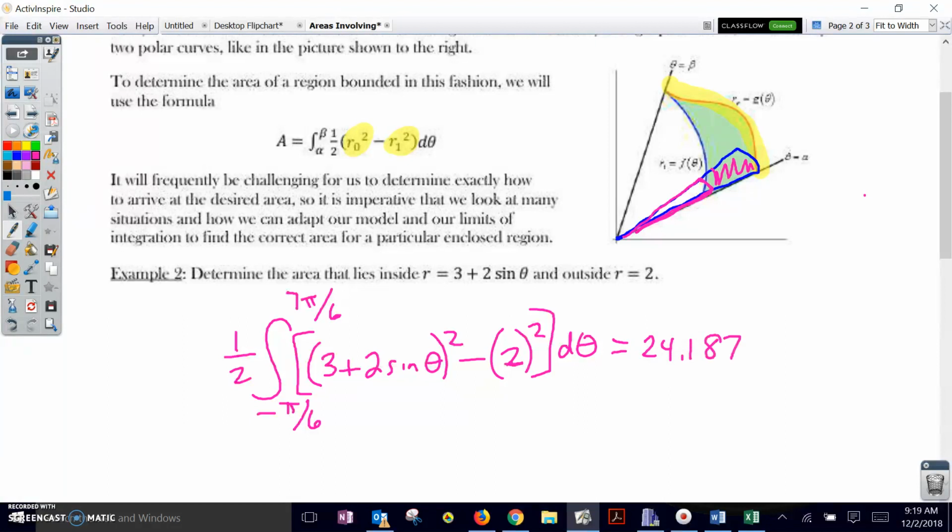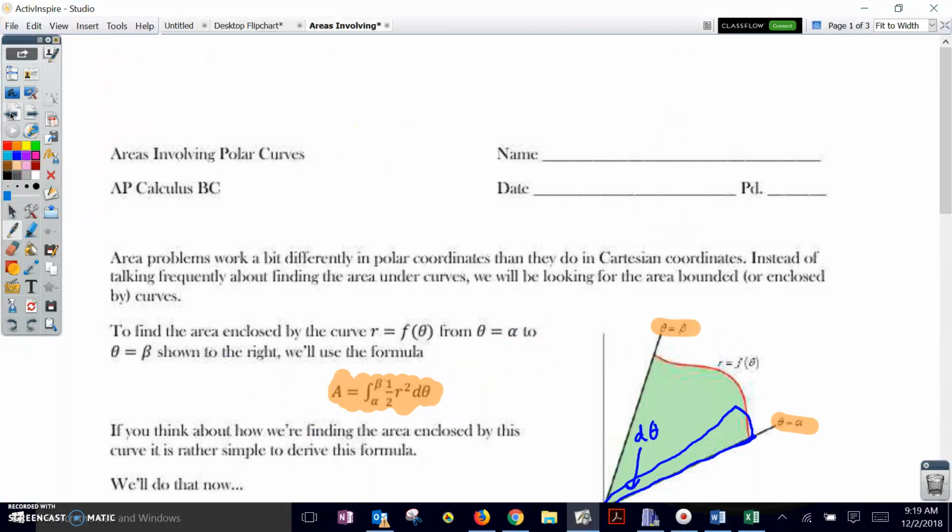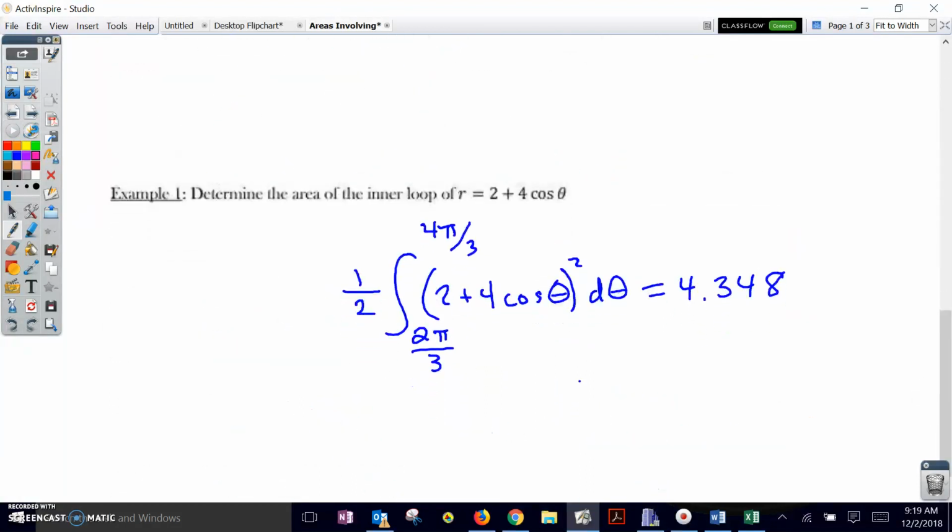And that's the area inside of the curve r equals 3 plus 2 sine of theta and outside of the curve r equals 2. Just going back for a second, our answer in example 1 should be half of what it is, so it should be 2.174, since I forgot that half when I first calculated it.